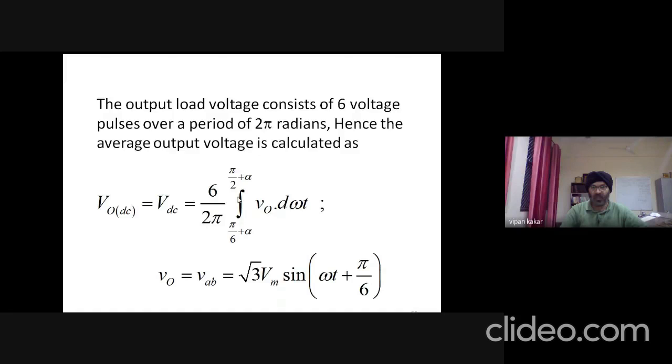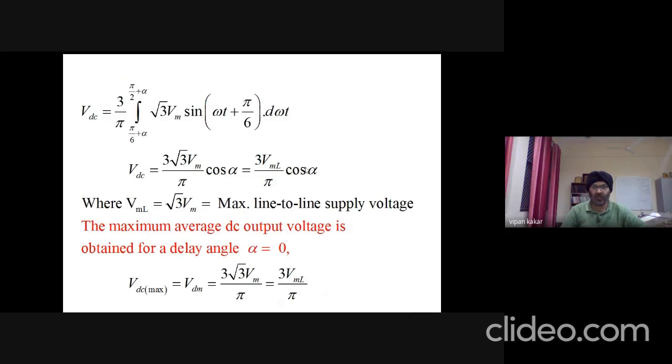So 30 plus alpha till 90 plus alpha, because we need to meet the condition that the interval should be 60 degrees. In the full-wave rectifier, the interval was 180 degrees. Here the interval should be 60 degrees before the next pair of thyristors is triggered. So from 30 plus alpha to 90 plus alpha, we integrate the voltage, which is √3 Vm sine omega t plus 30 degrees, which we saw in the previous slide. Integrating this, we get the DC voltage, which depends on the parameter cos alpha.